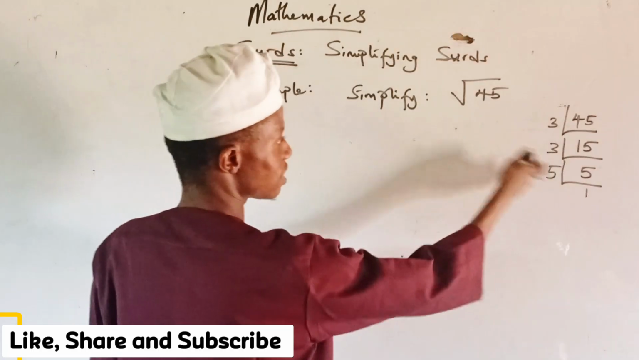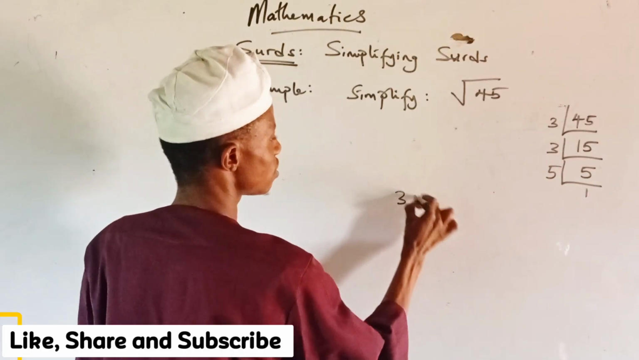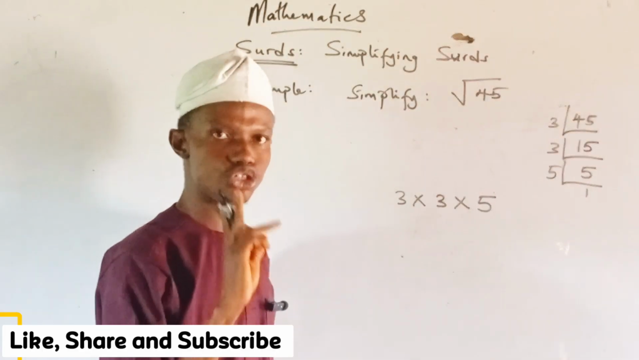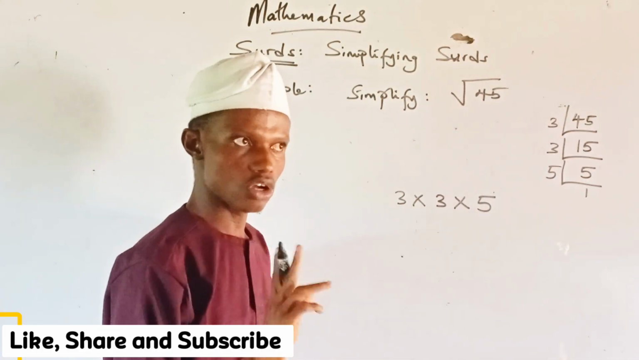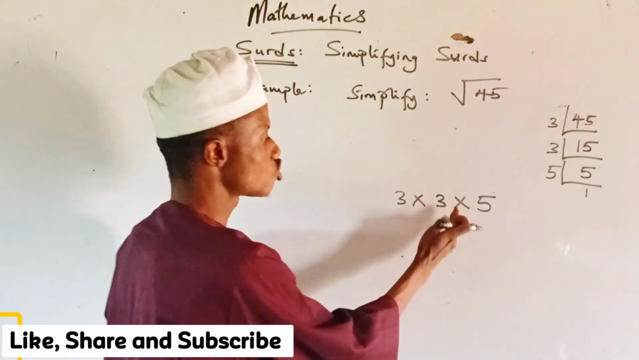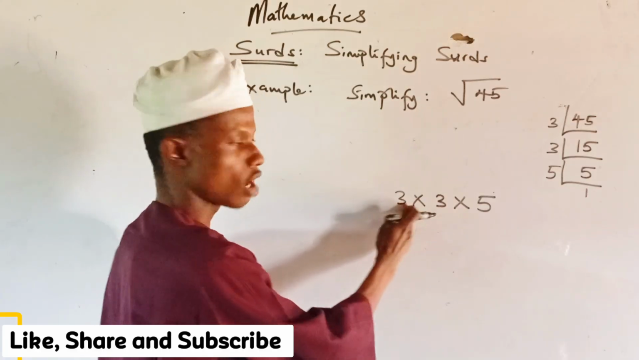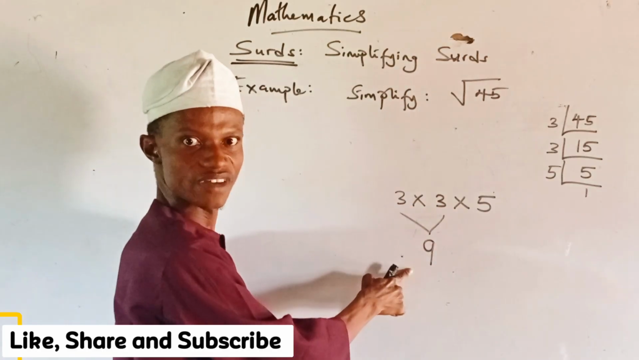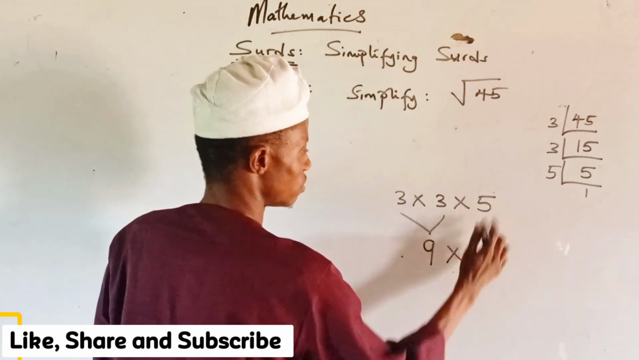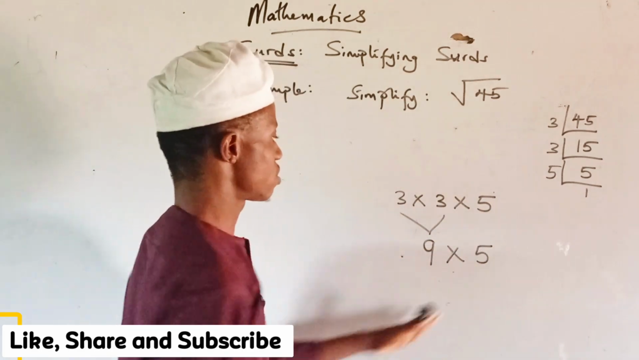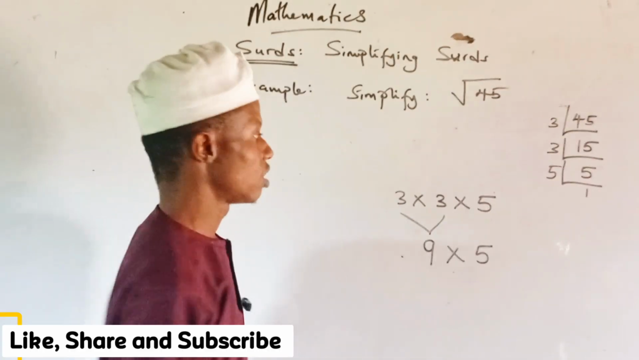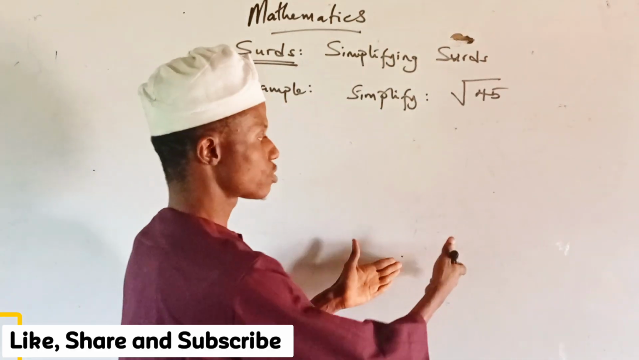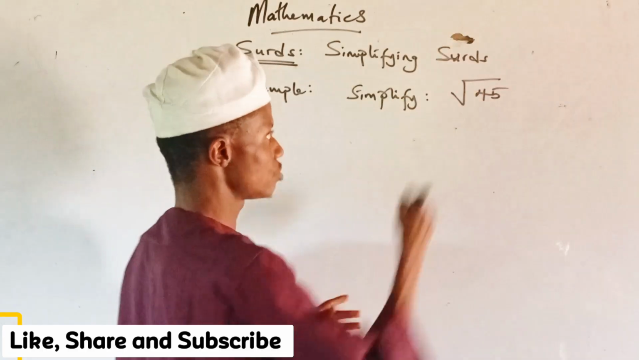The next step is to write out my products. I have 3 times 3 times 5. Remember, we need just 2 factors. Just 2. And here we have 3 factors. So we need to build these similar factors together. So we have 3 times 3 will be 9, which is a perfect square, times 5, which is a small irrational root.